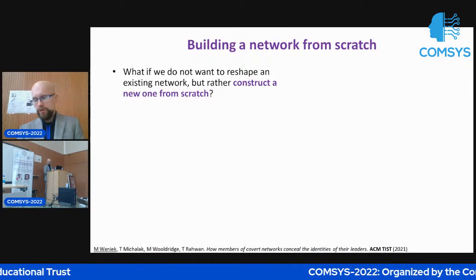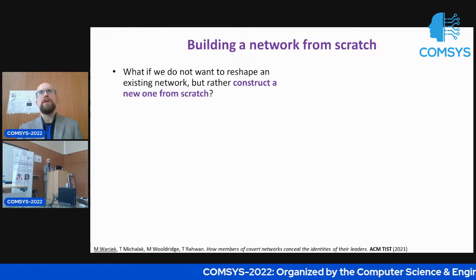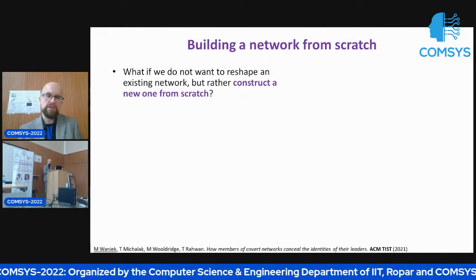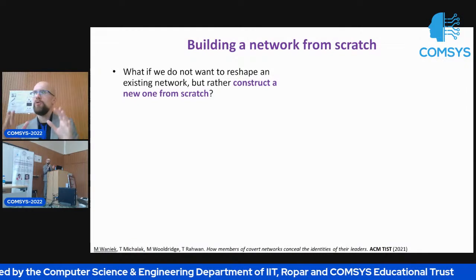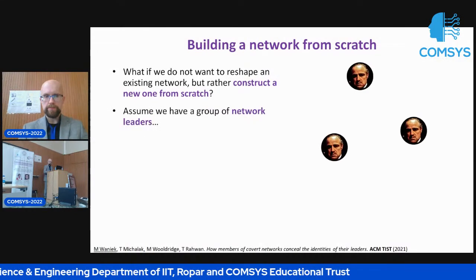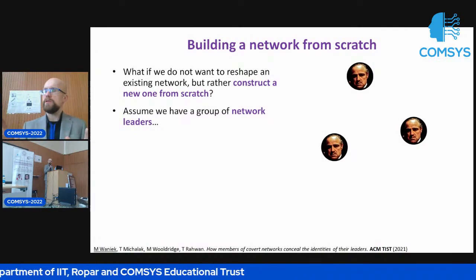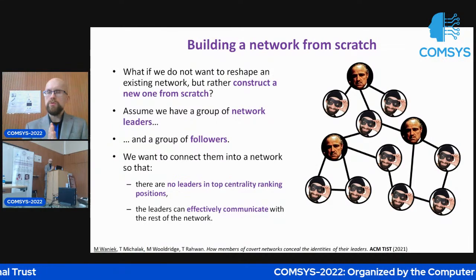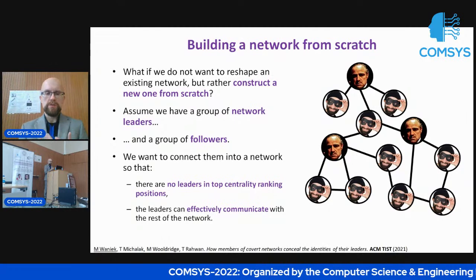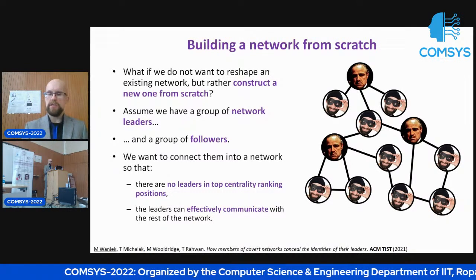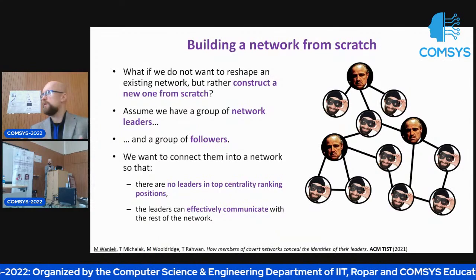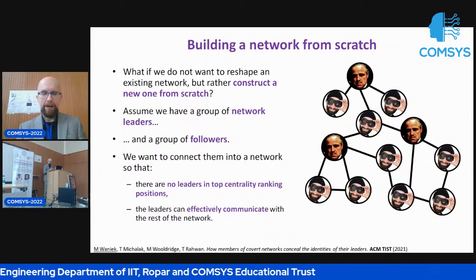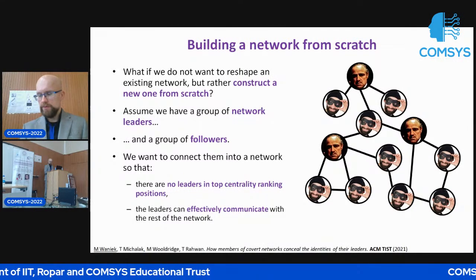Okay, a question that we might now want to ask is, fine, we know how to modify an existing network, but would we be able to construct a new network from scratch that already has good qualities from the very beginning? So let's assume that we have a group of leaders and a group of followers. What we want to do is connect them into a network so that there are no leaders in the top centrality ranking. So the centrality ranking of the leaders is low. The leaders are protected from a strategic attack on this network. However, the leaders can still effectively communicate with the rest of the network.